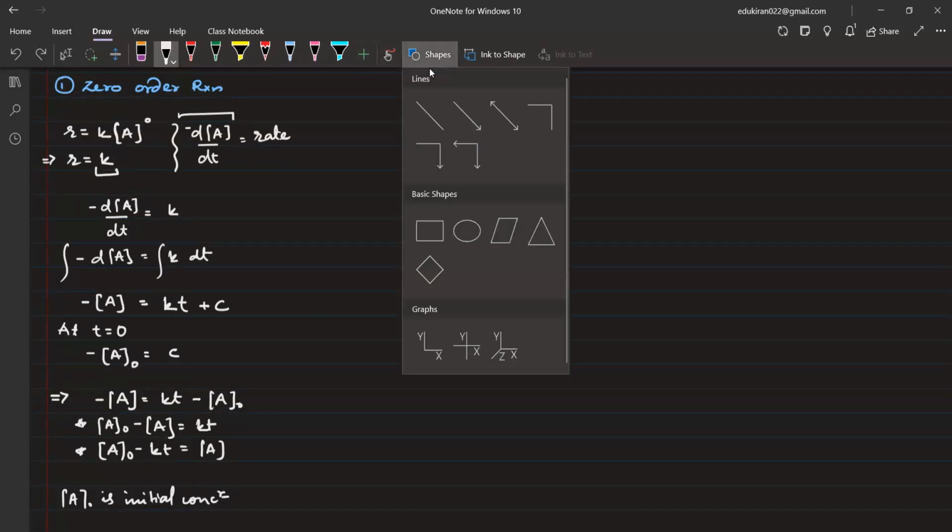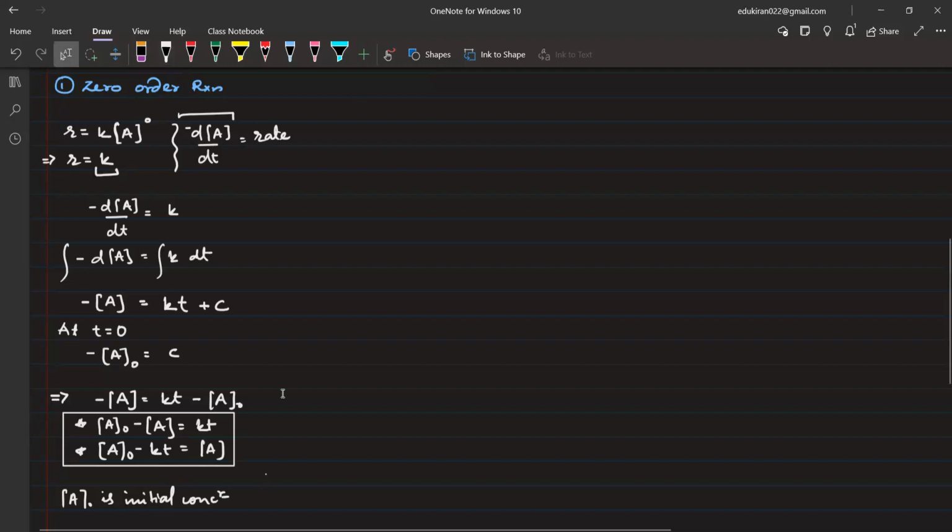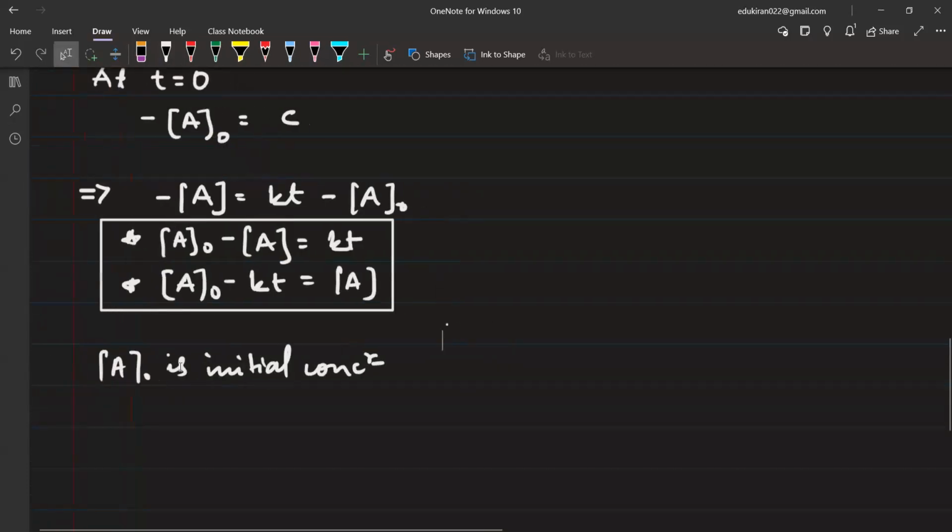But now please focus here. You have to remember one of these equations: A naught minus A is equal to KT, or A naught minus KT is equal to A. Is everyone done? Yes or no? Please tell me. Let me know if you are not done.